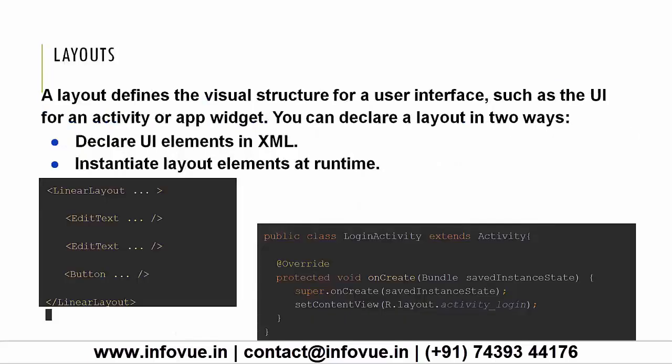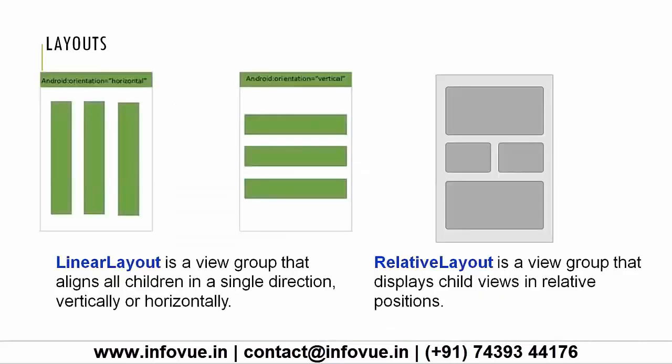And a layout defines the visual structure of the user interface. How you are placing items in your user interface is represented by a layout, such as the UI for an activity or app widget. You can declare a layout in two ways: declare UI elements in XML, or instantiate layout elements at runtime. You can instantiate your layout elements at runtime using your Java file, or you can declare them in your XML file. This is the basic structure of your layout.